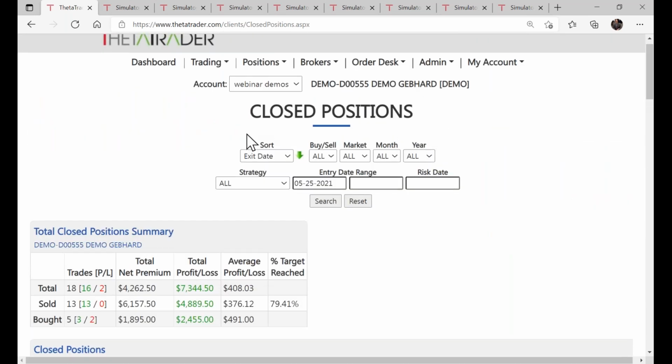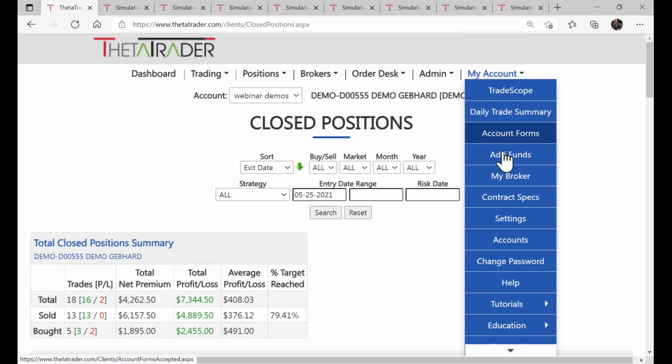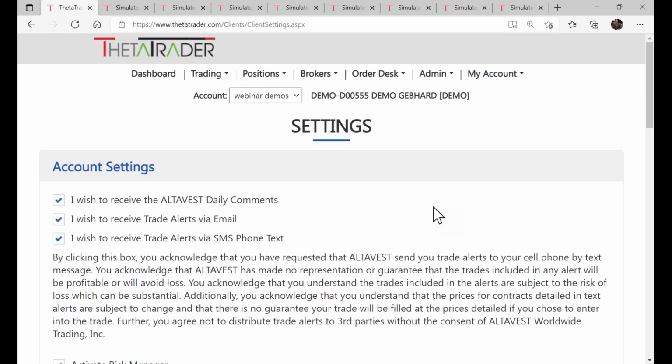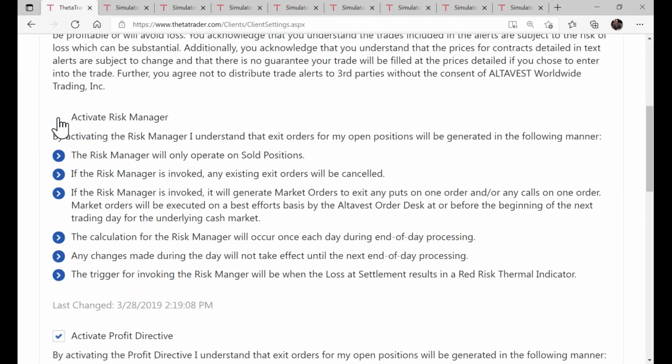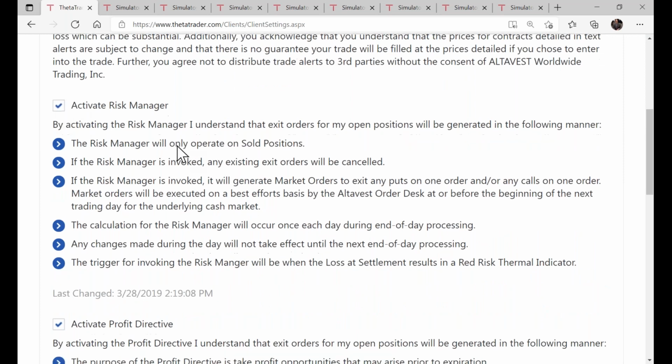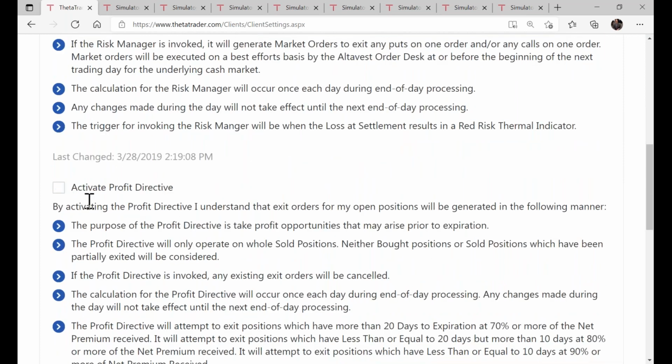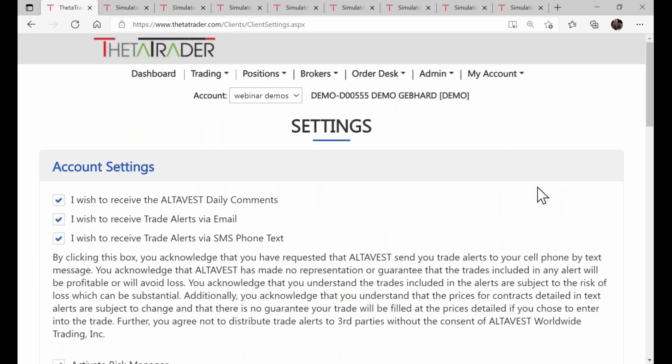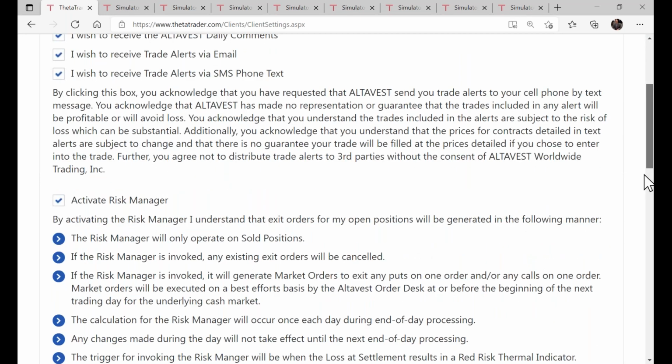Now let me point out here, this is how you do it, folks. To automate the RTI, you just simply go here to your settings and activate the risk manager, and then activate the profit directive, and it's just that simple. And you save those settings. And once you do that, you do not have to babysit your positions. So how great is that?